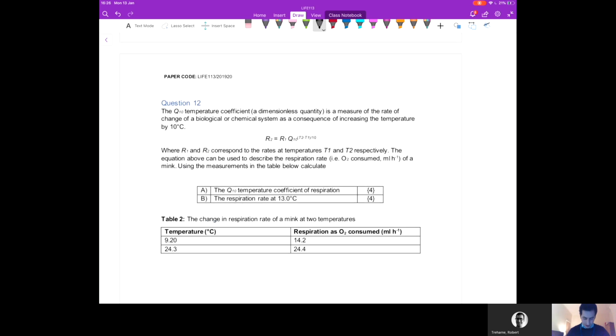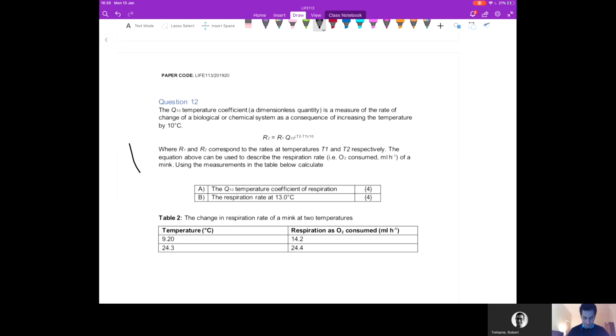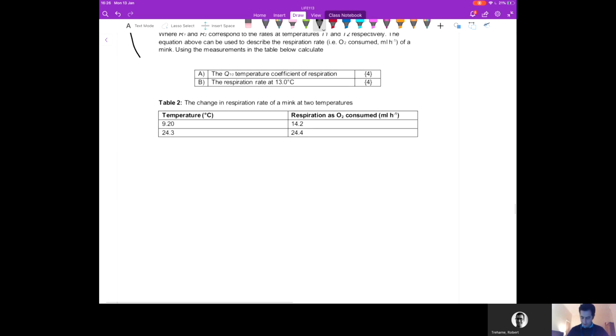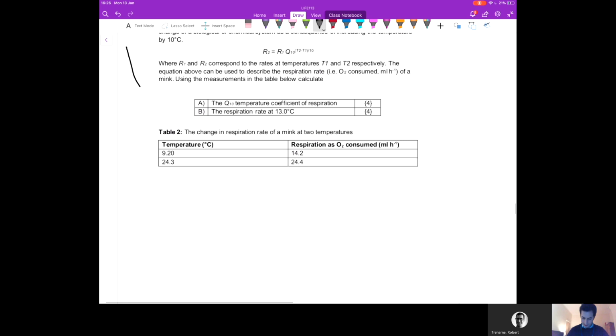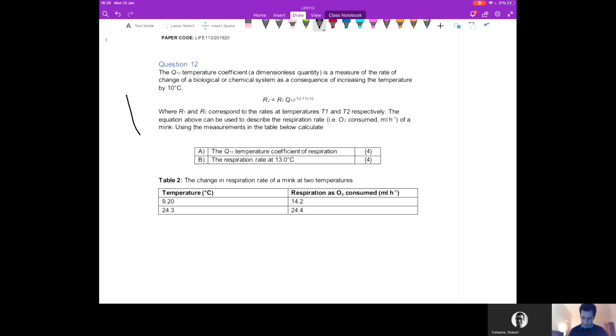Question 12. Okay, this one is also worth 8 marks, I believe. Oh, it doesn't say. Cut and paste it. This is worth 8 marks.